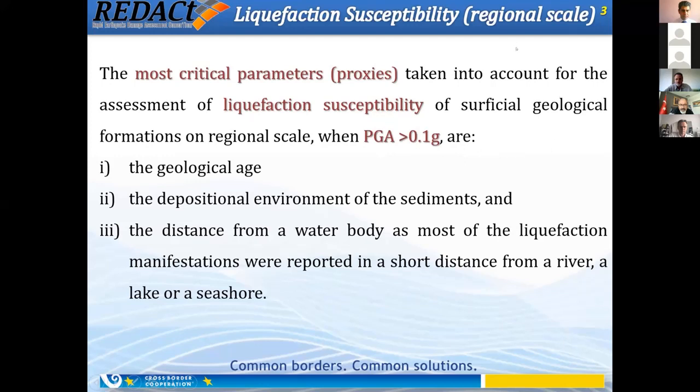Now, regarding the susceptibility part of liquefaction, the most critical parameters which are taken into account are the following: the geological age, the depositional environment of the sediments, and the distance from the water body, no matter if this water body is a river, a lake, or a seashore. And this, whenever we have a peak ground acceleration more than 10% of g.